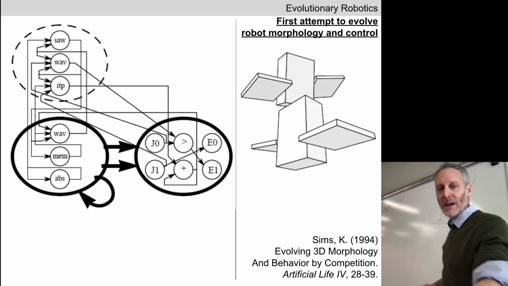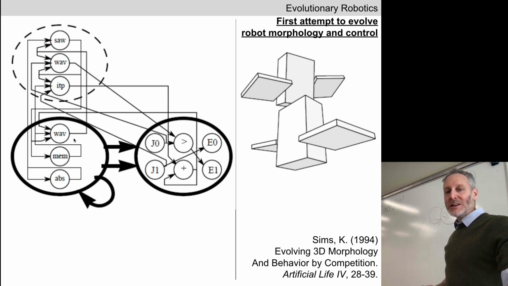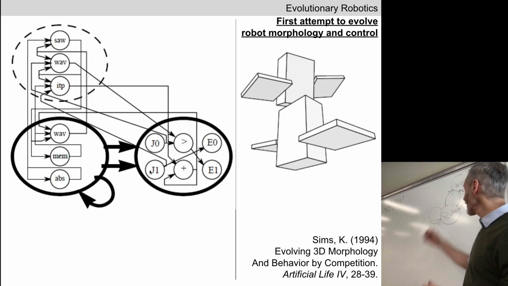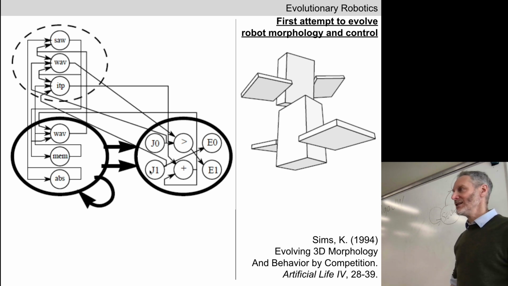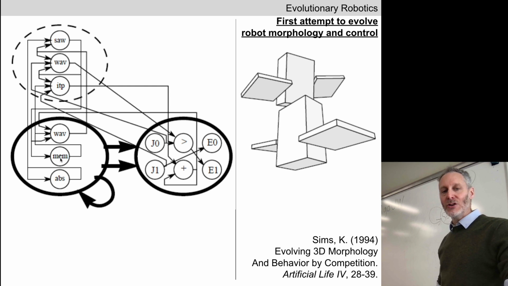Absolutely. Okay. Here's a genotype on the left, which looks more or less like exactly this. And you'll notice this is a nested graph. There are nodes and edges inside individual nodes.